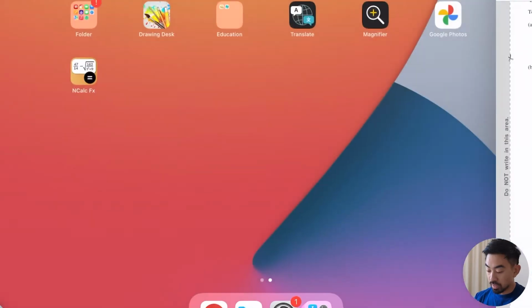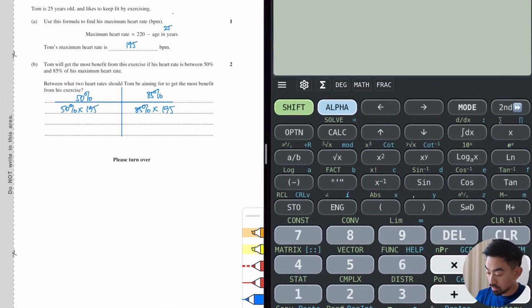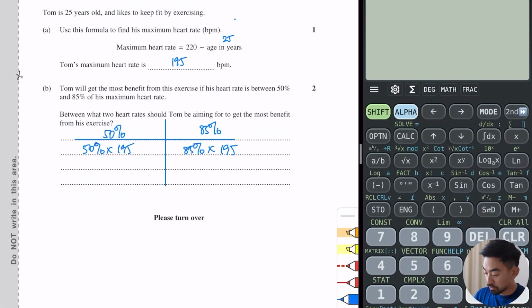Yep, let's pull up the calculator. Okay, so what do we have? We've got 0.5 times 195. That's 97.5. And we've got 0.85 times 195, so that's 165.75. So that's our range there.